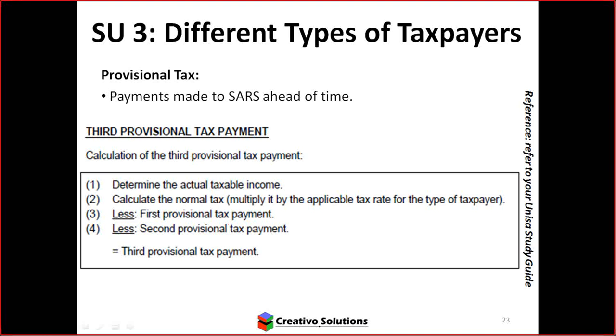Okay, so just bear that in mind. There is a third provisional tax payment. This I haven't seen much in past papers. I have seen first provisional tax payment a lot. I have seen second provisional tax payment a lot. This one, not much at all. I can't actually recall a question where we looked at a third payment. If there is one, you're going to have to help me find it, because I don't recall one offhand.